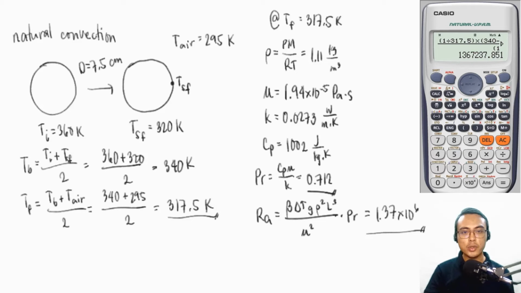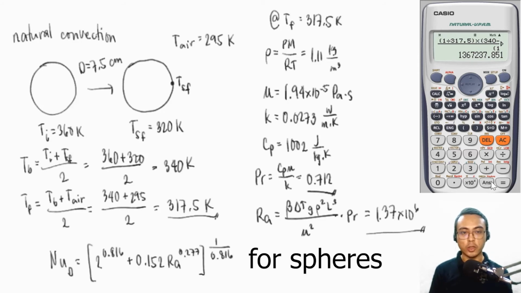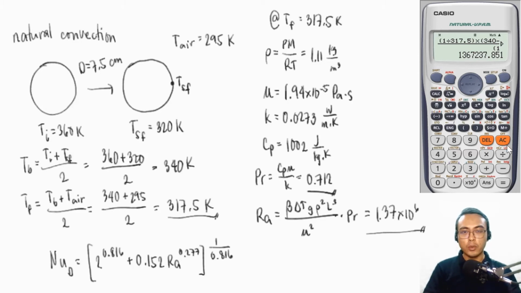Okay, we can now use these values of the Prandtl and the Rayleigh number in our correlation to determine the Nusselt number for a sphere. For the estimation of the Nusselt number for a spherical system, we have here an equation by Campo. That is, Nusselt number is equal to 2 plus [0.589 Ra^0.25]... raised to 0.816 plus 0.152 times Rayleigh number raised to 0.277, and that is all raised to 1 over 0.816. We are going to use this correlation because this correlation has been fitted for air and water systems.